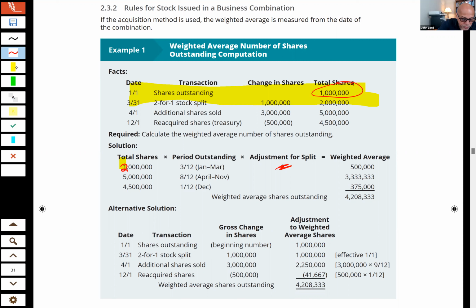On April 1st, they sold some more shares. They sold what? They sold 3,000 shares. So what happens when they sold, not 3,000, but 3 million? So when we go from 2 million and we issue an additional 3 million shares, that's now 5 million.